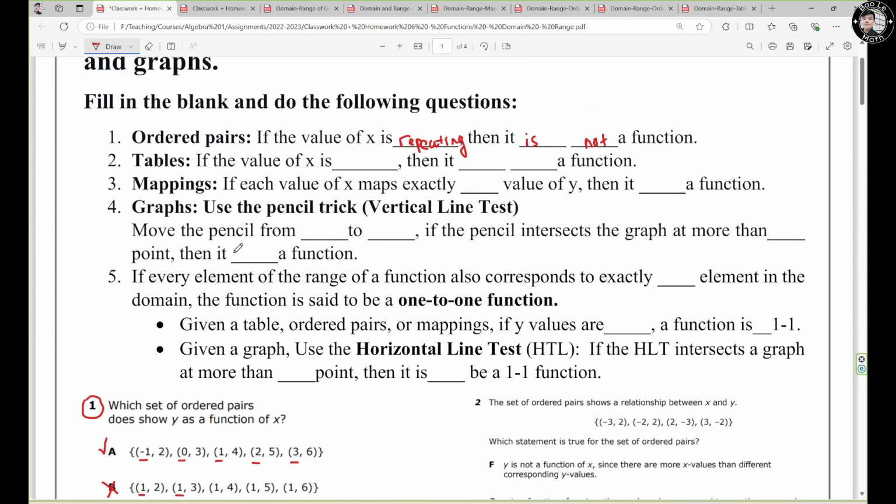Alright, now we're going to move on to the second one. If you're given a table, how do you identify whether a relation is a function? If the value of x is repeating, then it is not a function. The tables and the ordered pairs are the same thing.